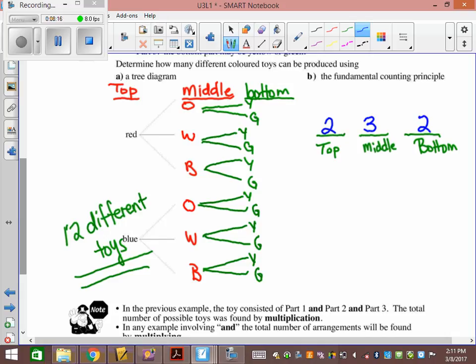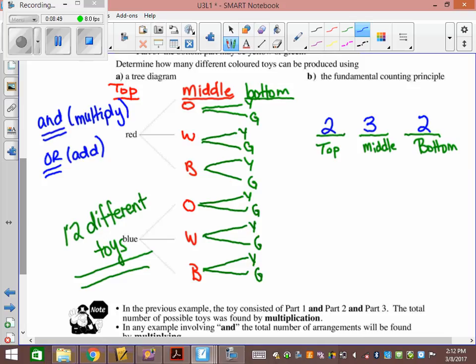Now, there's a key thing here between and or or. If you use the word and, it means multiply. So I'm going to leave a little note here. And, I multiply. If I use the word or, I add. This comes later, but I just want to do it now. Anyways, if I need the top and the middle and the bottom to make the toy, I multiply. If I need the top or the middle or the bottom to make the toy, then I add.